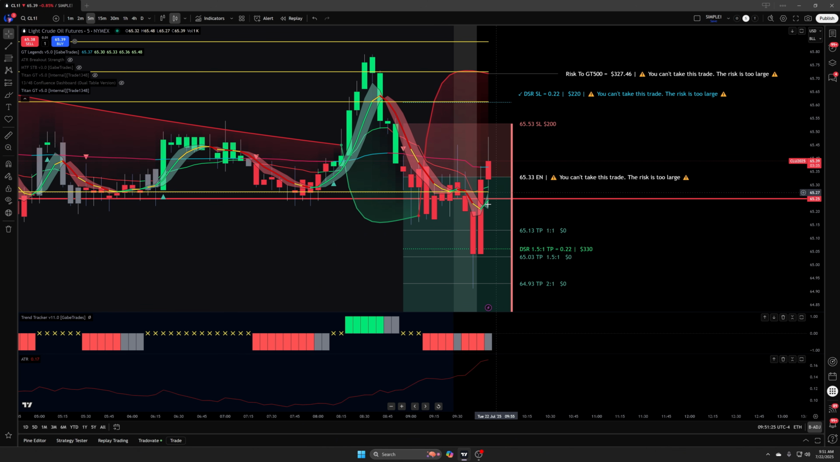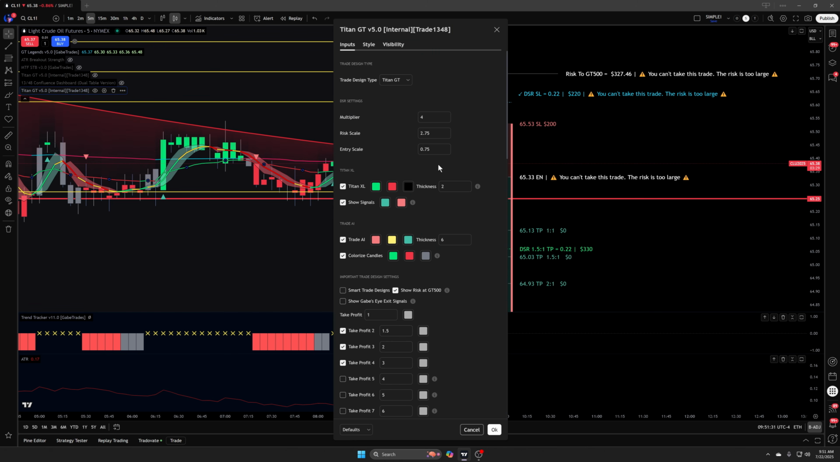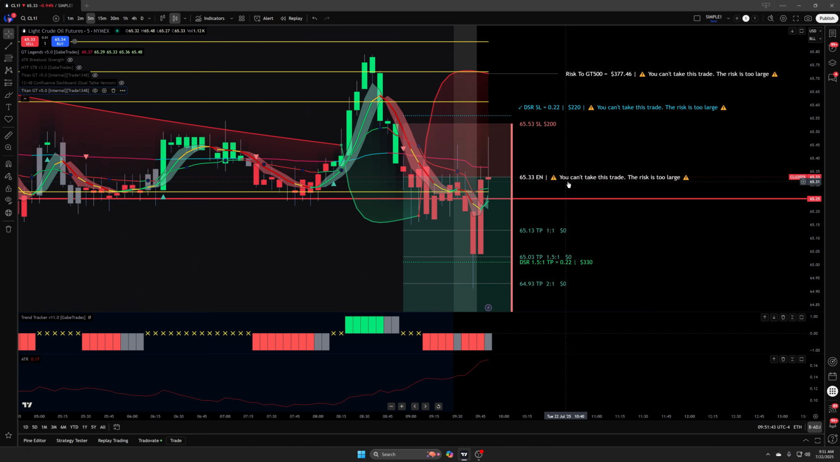This allows the trade room to breathe. Now, I have an internal indicator here. These are my DSR settings. This is a master internal indicator that I play with, and we play with the multipliers and we play with the risk scales to plot the best stop.